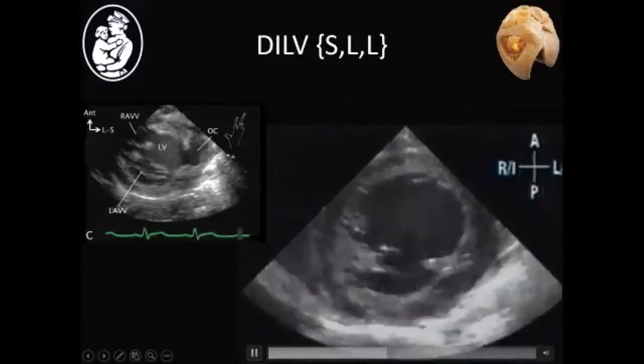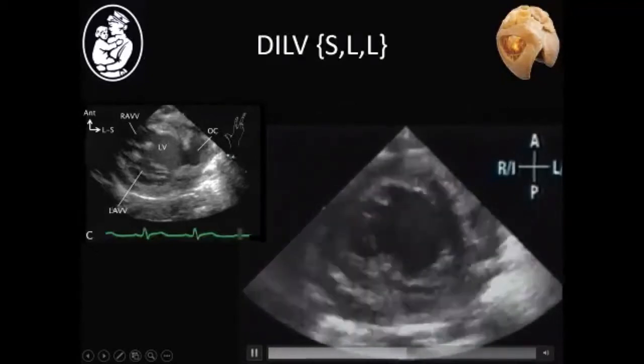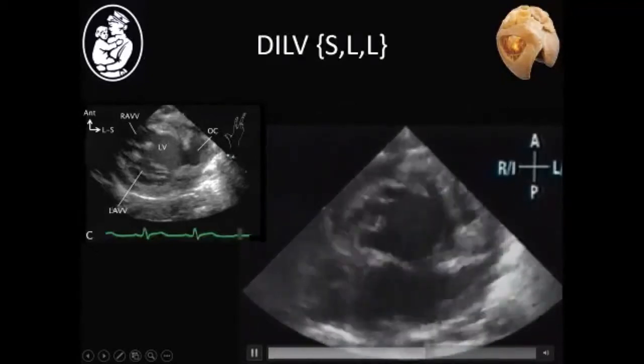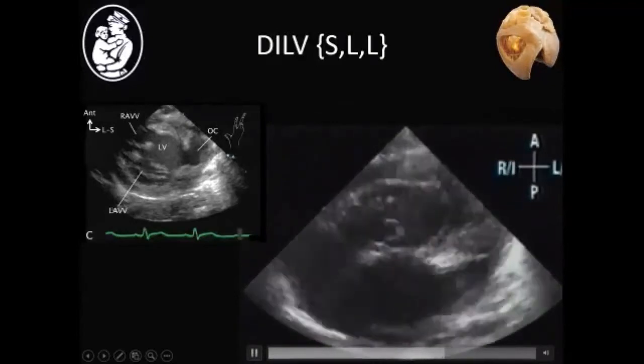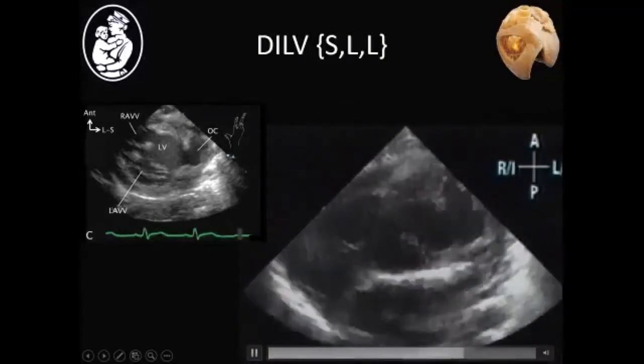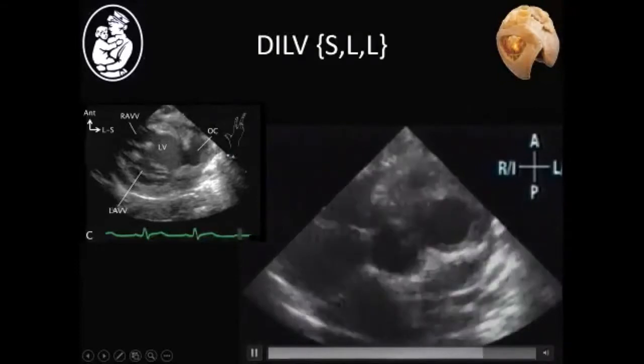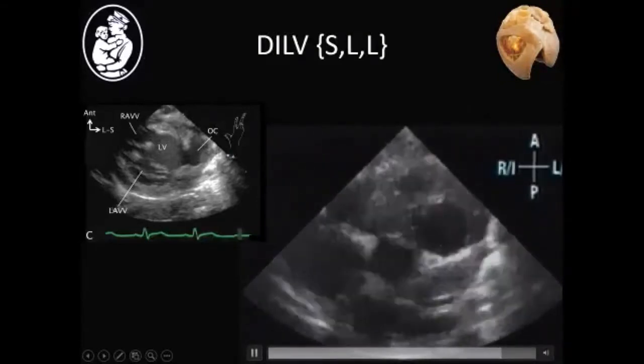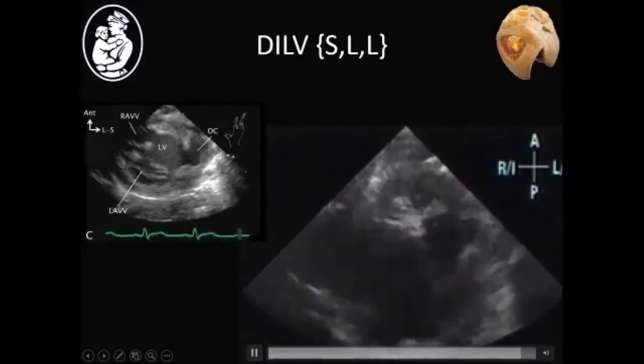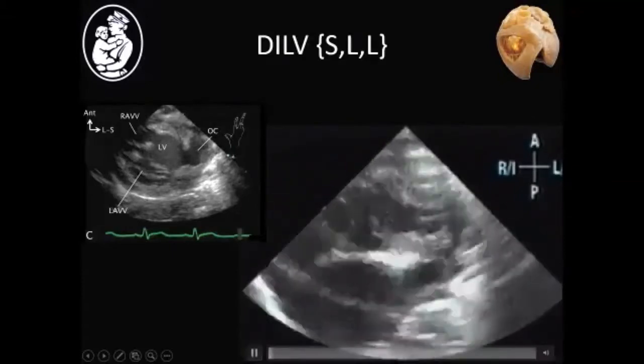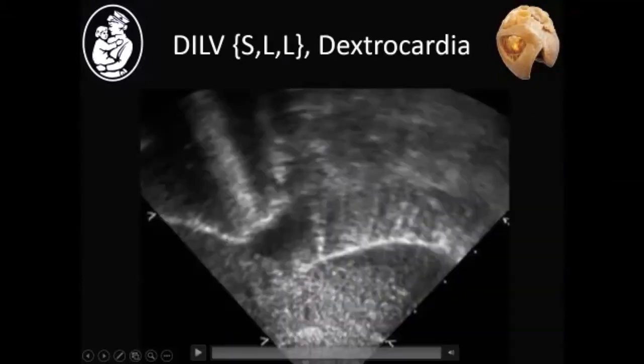This is a mirror image of what you would expect to see. Two AV valves coming in here, seen in cross-section. Here's the outflow foramen right there. The pulmonary valve is going to come out of here, and the aortic valve out of this little outlet chamber. And there's a coronary coming from the aorta. So again, you can see this in a parasternal short axis view.